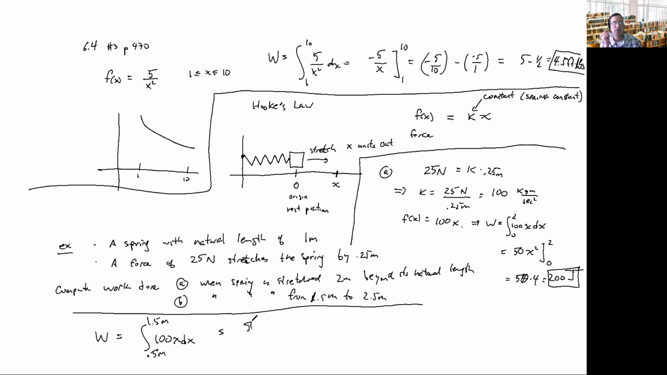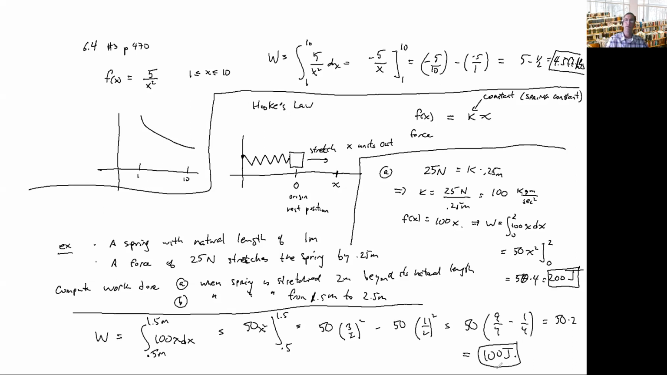So we get 50x squared evaluated from 0.5 to 1.5, which is 50 times 3 halves squared minus 50 times 1 half squared. I'll factor out the 50. We get 9 quarters minus 1 quarter. So that's 50 times 8 quarters, or 50 times 2, which is 100 joules. So that's the solution to part B.